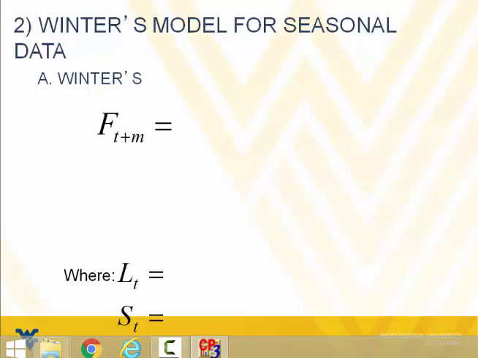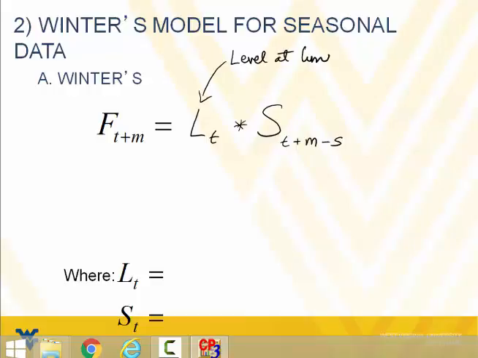So the next method we're going to look at is the Winters model for seasonal data. To forecast the demand at period t plus m, we need to use the level at period t, multiplied by the seasonal index at period t plus m minus s. So this, as before, is the level at time t. And this is the seasonal index.